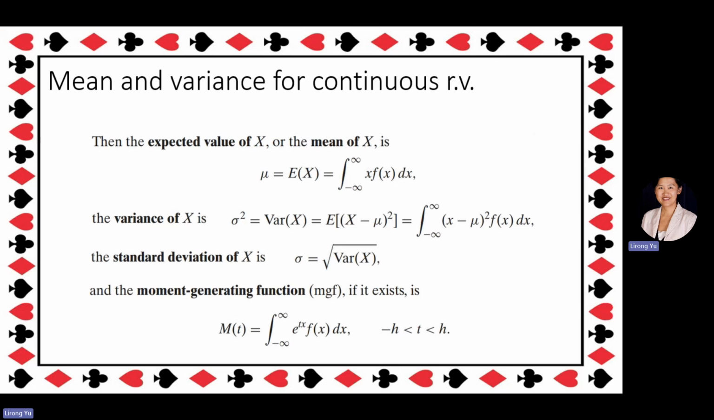The moment generating function is the expectation of e to the tx. So e to the tx multiplied by the density should be integrated. So these are some of the common terms. We might have to compare them with the discrete case so we don't mix them up. So we're going to apply these formulas for the uniform distribution.